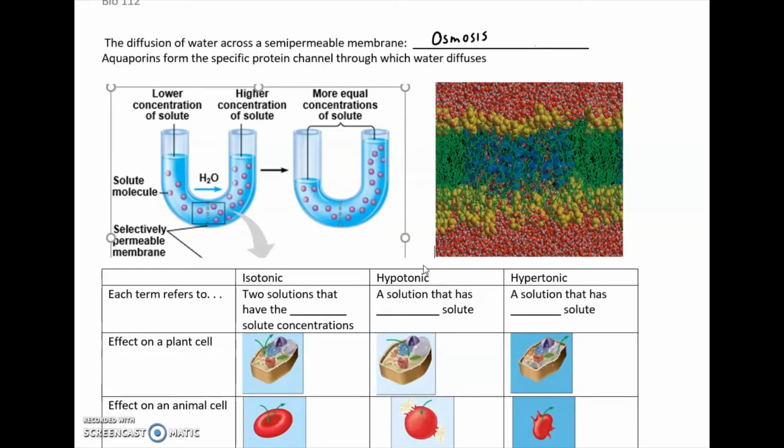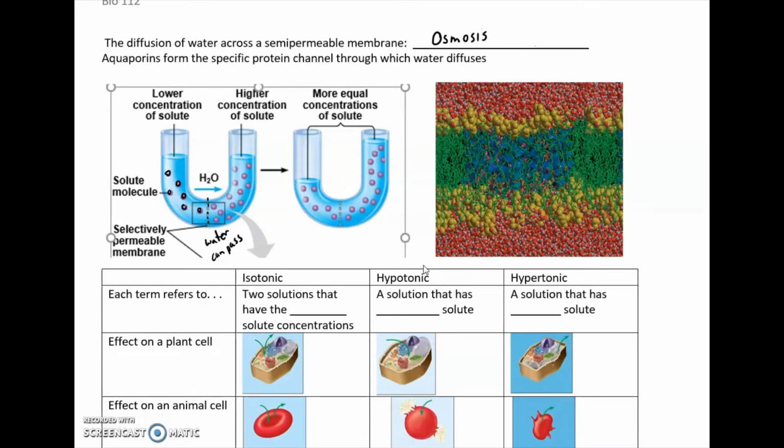So let's look at osmosis. Look at the U-shaped tube. Let's first look at the one on the left. You'll notice that on one side we have a lower concentration of the solute. That's these little purple things. So there are fewer little purple molecules on the left side of this left tube. In the middle, we've got a semipermeable membrane. So water can pass through this membrane, but the little purple solutes can't.